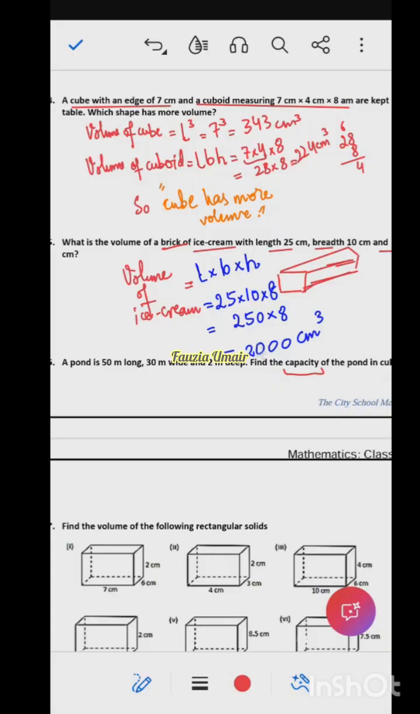Ma'am, the volume. The volume is what is inside the container or inside the shape. उस 3D shape के अंदर कितना कुछ आ सकता है, that is the volume and that is the capacity of the shape. तो इस pond की capacity क्या होगी? What is the capacity? Capacity is basically the volume, right? So the formula is length multiplied by breadth multiplied by height.